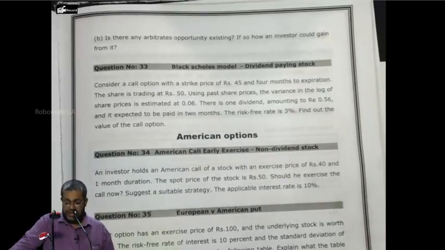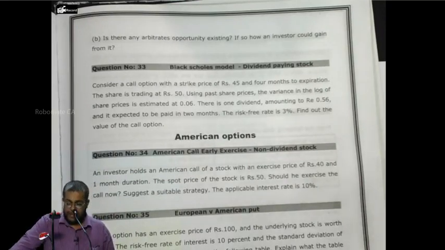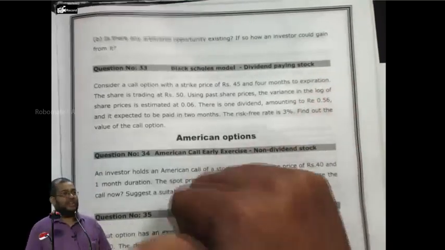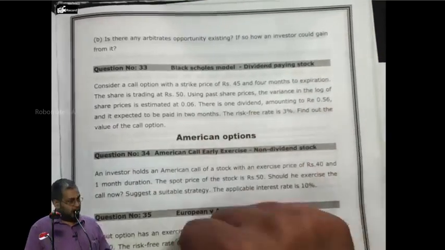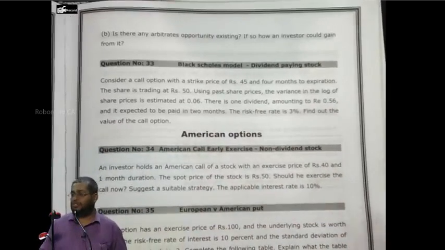An investor holds an American call on a stock with an exercise price of 40 and 1 month duration. The spot price of the stock is 50. Should he exercise the call now? Suggest a suitable strategy. The applicable interest rate is 10%. I'll just give you 1 minute. First, let the question sink in. Don't read the question superficially. Understand the content of the question before I start our discussion. Please go through the question quickly.